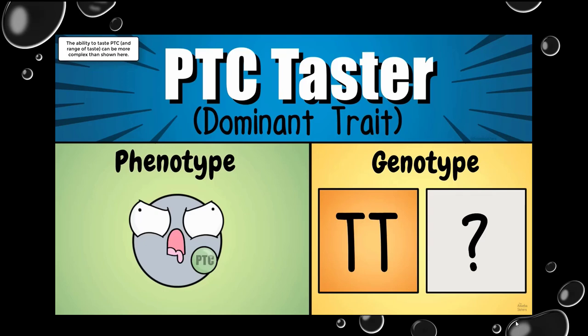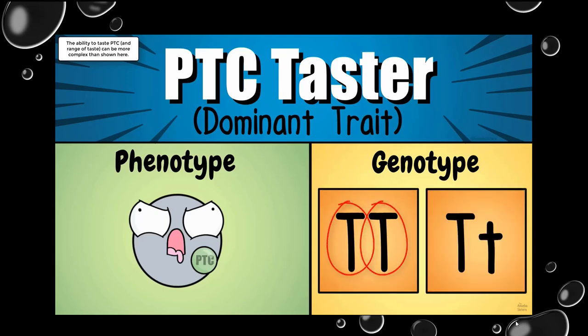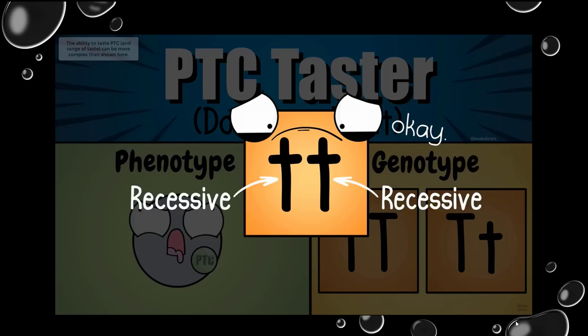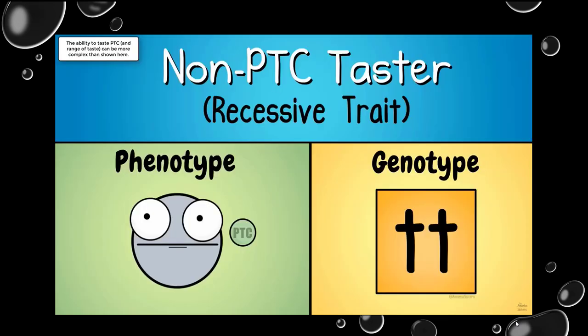So which genotypes can taste PTC then? Well, big T, big T can. Both of those alleles are dominant. So can big T, little t, because remember, it only takes the presence of one dominant allele. In fact, the only genotype in this simplified example to not be able to taste PTC would be little t, little t. So obviously that is what I am. I am the little t, little t genotype, which results in my non-taster phenotype.